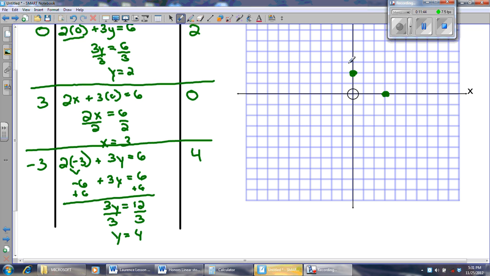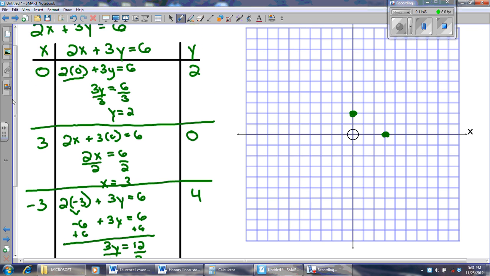So I'll go to negative 3, positive 4. So 2, 3, 1, 2, 3, 4. And there we go. I draw my line. And notice it goes through the 3 points that I graphed. Okay? Now I just want to make one small comment. There are an infinite number of points on this line, not just the 3 I'm showing. If you pick different x and y values, you are going to get different points, but the same line if you're using the same equation.